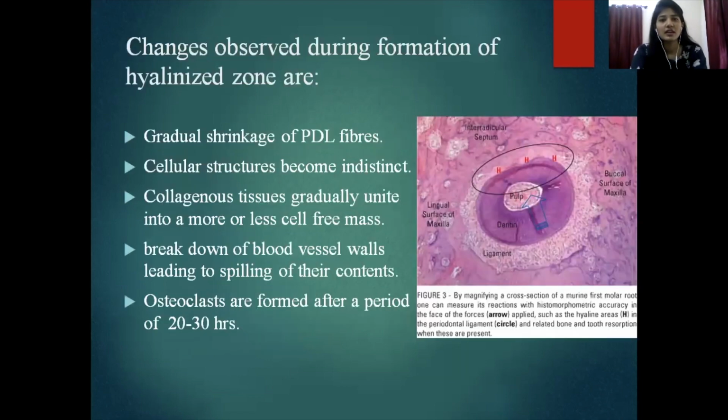The changes observed during the formation of the hyalinized zone are gradual shrinkage of the PDL fibers, the cellular structures becoming indistinct, and the collagen tissue gradually uniting into more or less cell-free masses. Then there is breakdown of the blood vessel wall, leading to spilling of its contents. Then the osteoclasts are formed after a period of 20 to 30 hours, which is a fast response.